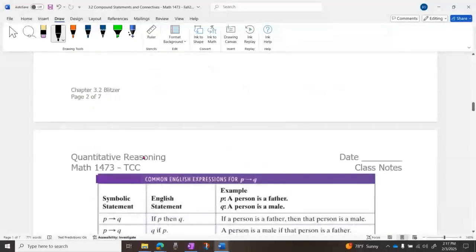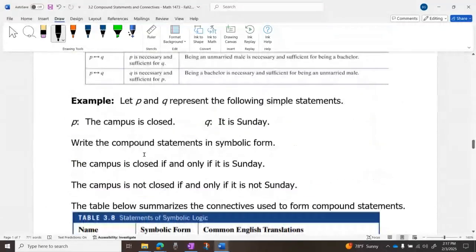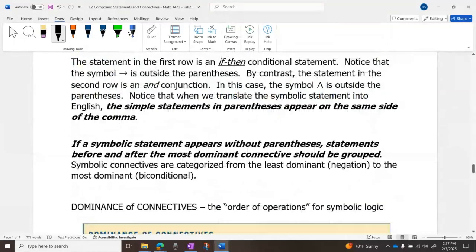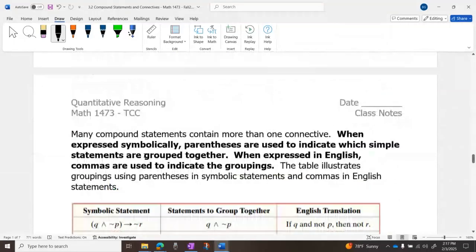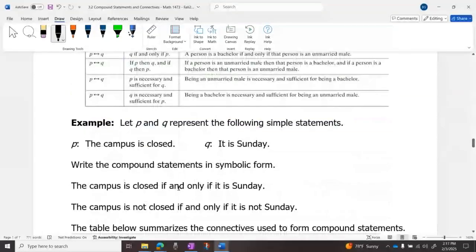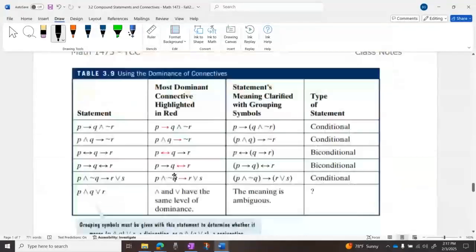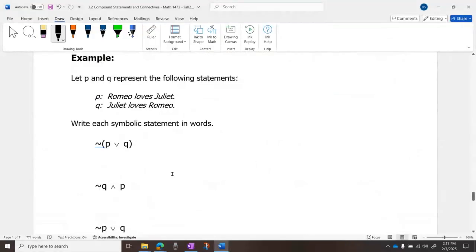Next, we are going to do the other way around. We will be given symbolic form, and we're going to translate it back into an English sentence. Let me find the problem. This one, okay. We have 3 minutes, should be enough.